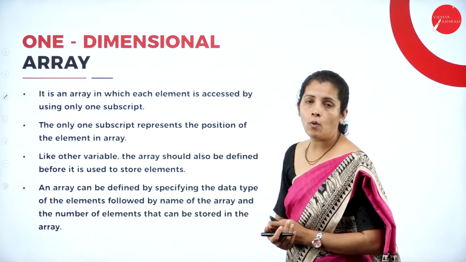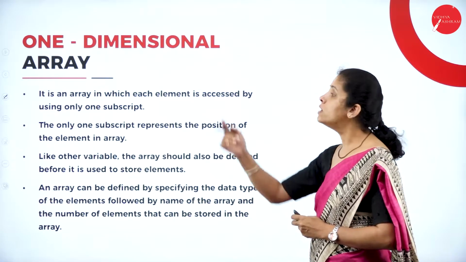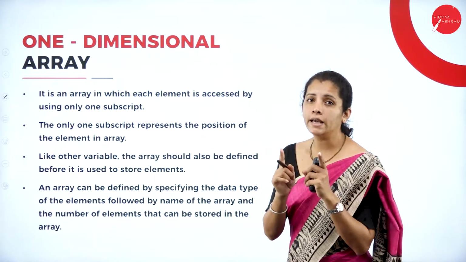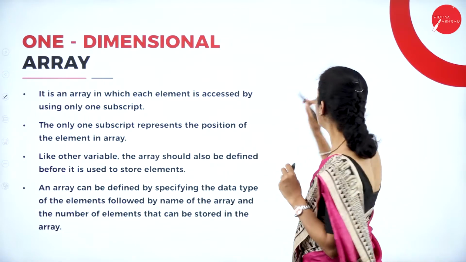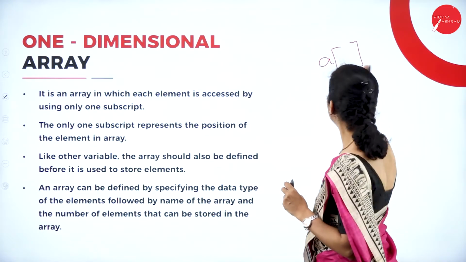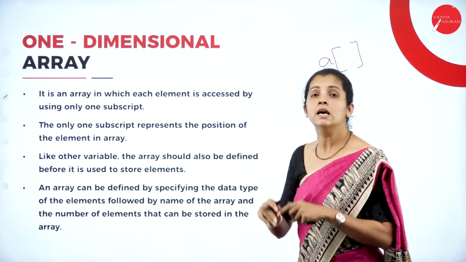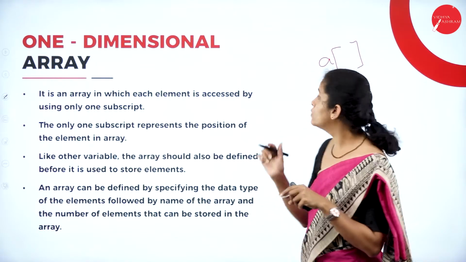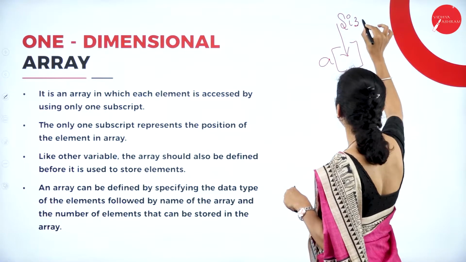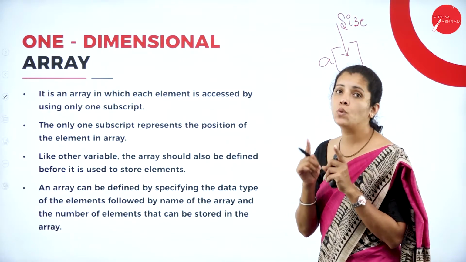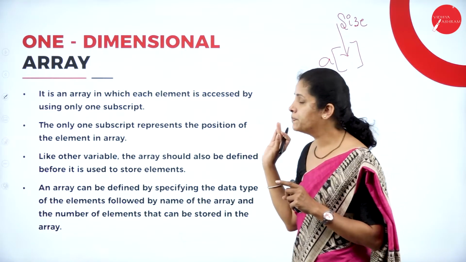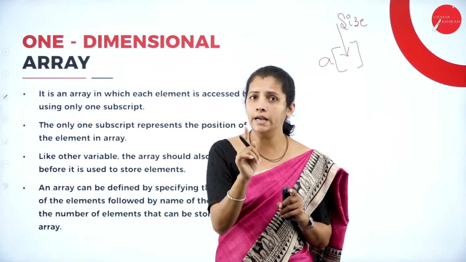Now, let's see what a one-dimensional array is. As the name itself indicates, I'm going to have only one index or only one base value, that is A of. So, how am I going to define the array? I'm going to use the square bracket. In that, I'm going to specify the size. When I have only one square bracket, that indicates that it is a one-dimensional array. So, I'm going to have only one index.